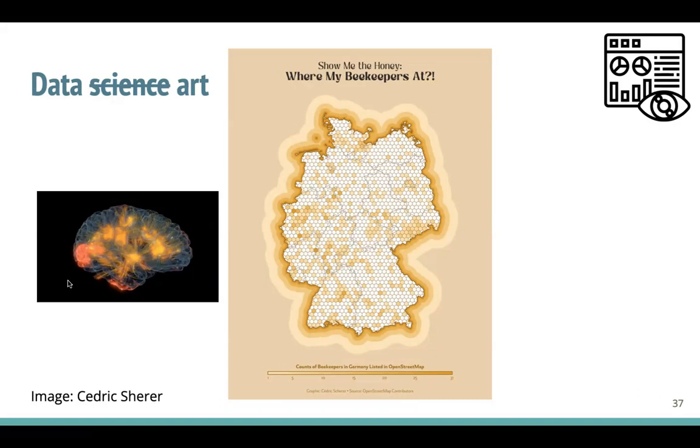So this is one of Cedric Scherer's maps where he's visualizing the number of beekeepers in different places in Germany, and small things where you're really going the extra level, where you're obviously choosing the colors of honey, but you're even making your map look like a honeycomb. This is just a next level piece of art and good piece of data visualization.